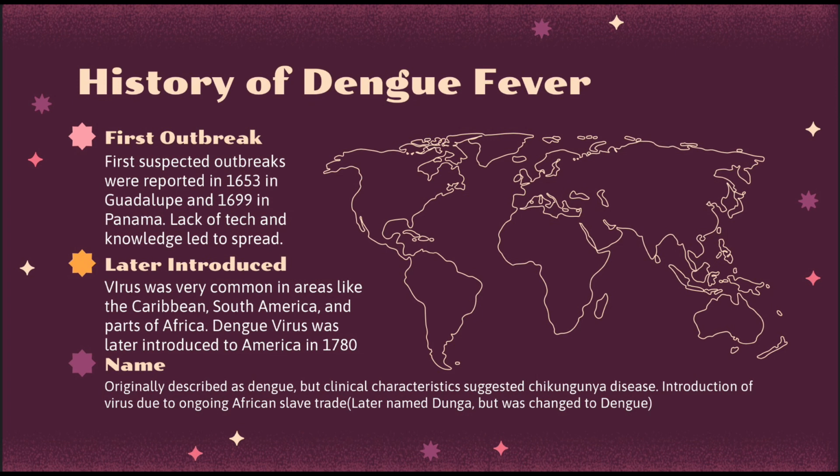Now, how the virus got its name. It was originally described as dengue, but clinical characteristics suggested chikungunya disease. The introduction of the virus was due to an ongoing African slave trade, in which they later named the fever dengue, but it was then changed to dengue.